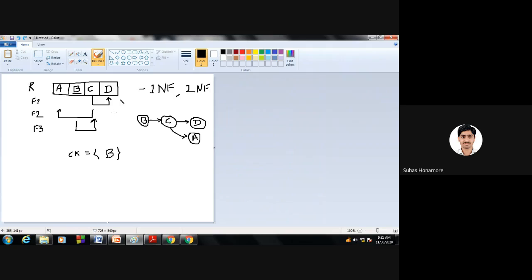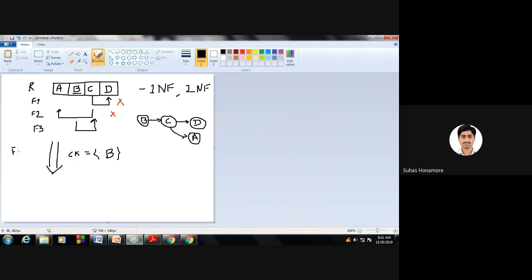Now we'll change the color. So here FD1 violates the 3NF. Then the same thing with C to A. Here also we have transitive dependence on the primary key, so this also violates 3NF. Now from this one we will write it as FD1.